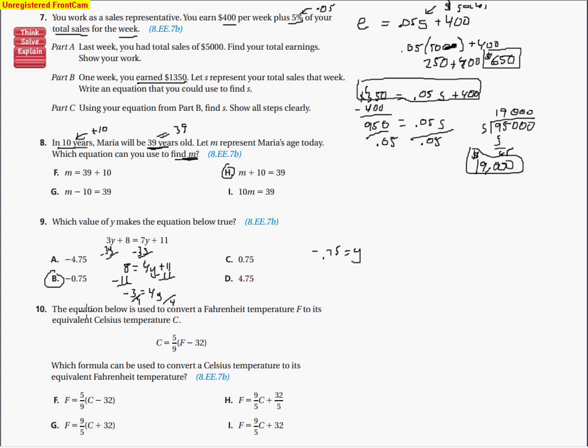And here it says the equation below is used to convert Fahrenheit temperature F to its equivalent Celsius temperature C. Which formula can be used to convert Celsius to Fahrenheit?